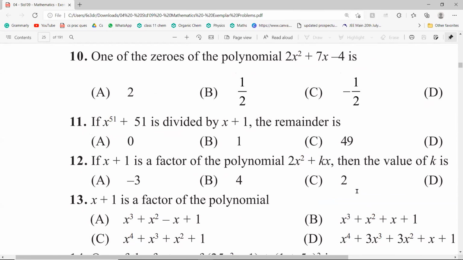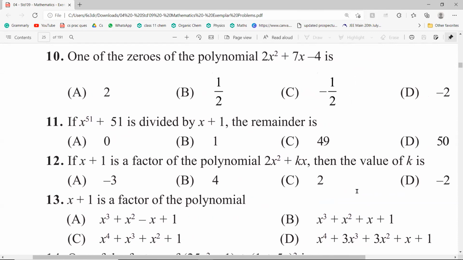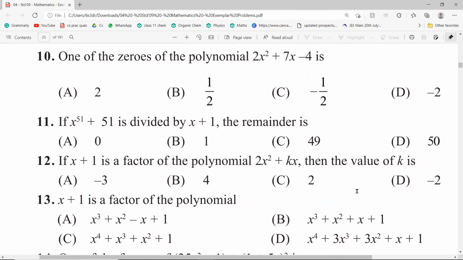If x to the power 51 plus 51 is divided by x plus 1, the remainder is what? So can anyone tell me what method, what approach should I have? What's the first thing we need to do? Ma'am, a is equal to 1. No, a is not equal to 1. Take a look again. Ma'am, a is equal to -1.